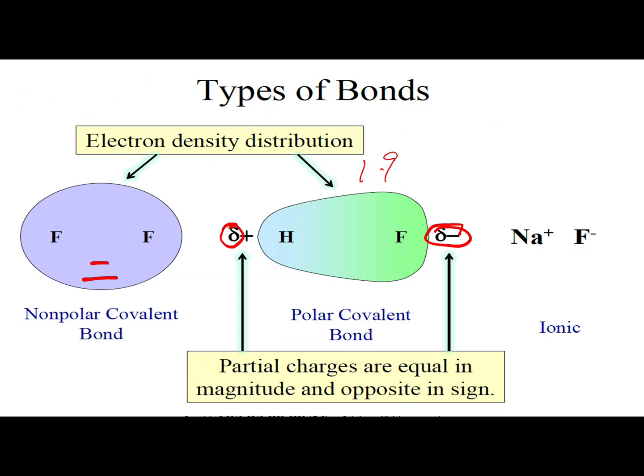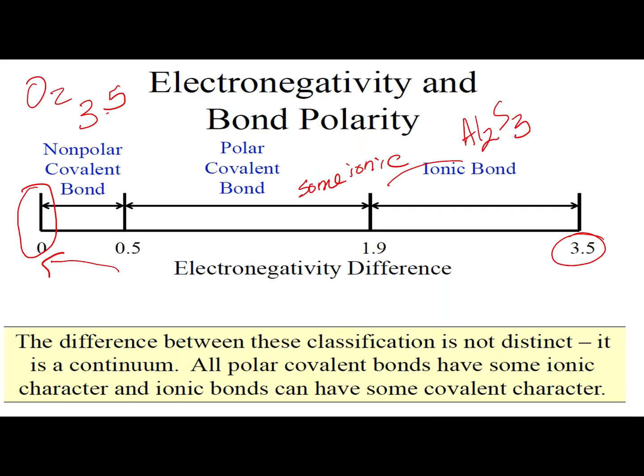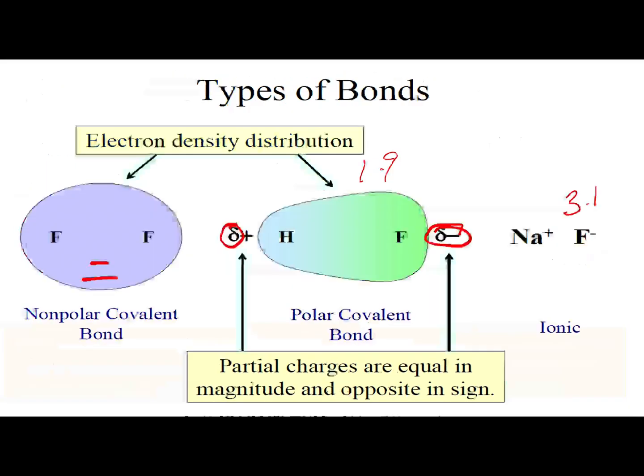Now, in our sodium fluoride, the electron that was donated to fluorine spends all of its time around the fluorine atom. And so the electronegativity difference, if it was perfectly ionic, that is exactly what would happen. And it turns out that the electronegativity difference between sodium and fluorine is 3.1. If we go back, perfectly ionic is 3.5. So that electron is spending most of its time around the fluorine.